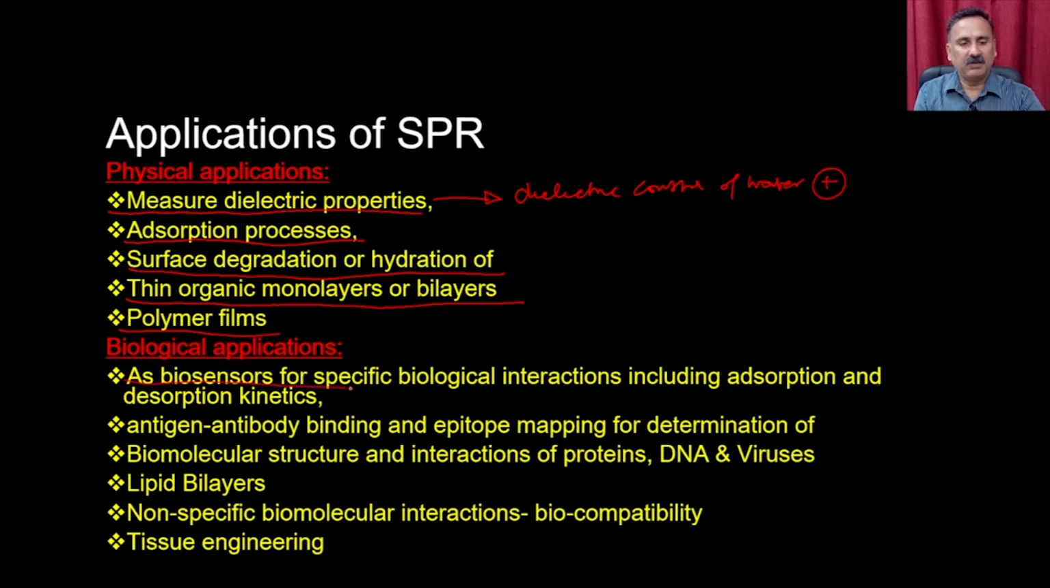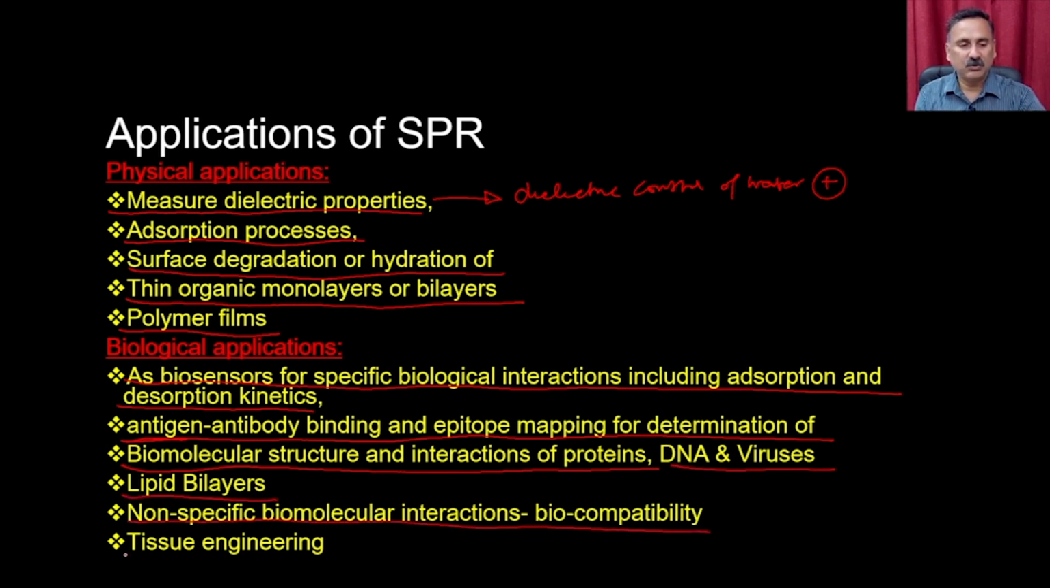So as a biosensor, specifically for biological interactions, it includes adsorption and desorption kinetics. You can use antigen and antibody binding and epitope mapping for the determination of biomolecular structure and interaction of proteins, DNA and viruses. You can use lipid bilayers, you can use non-specific biomolecular interaction, biocompatibility, and you can also use this for tissue engineering. So this is all about surface plasmon resonance and how you can use it and what the different aspects of SPR are.